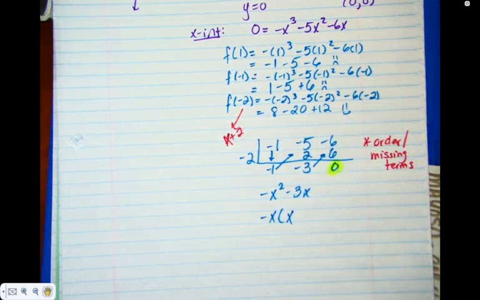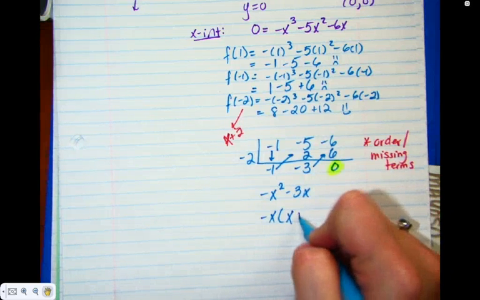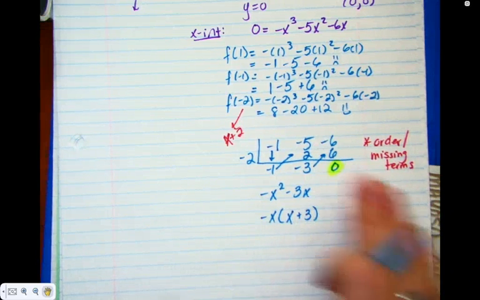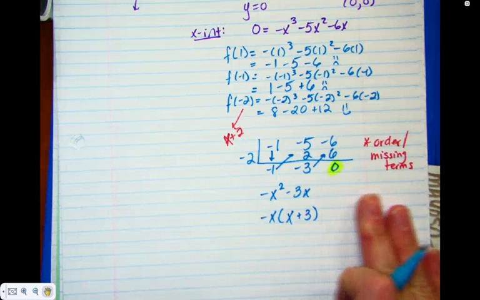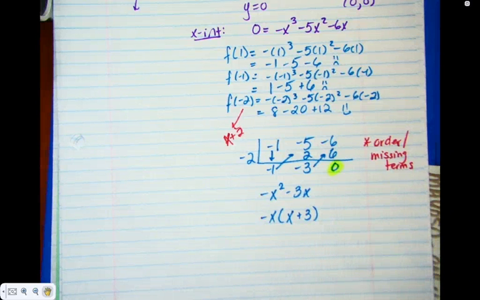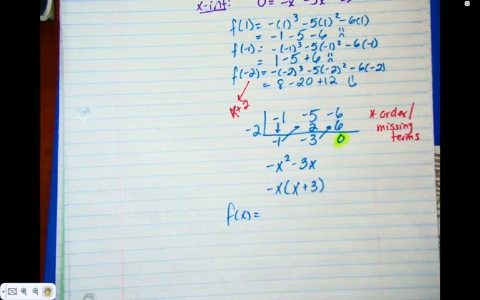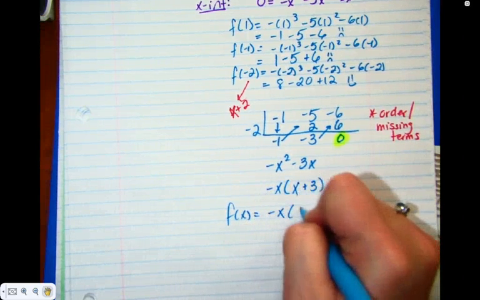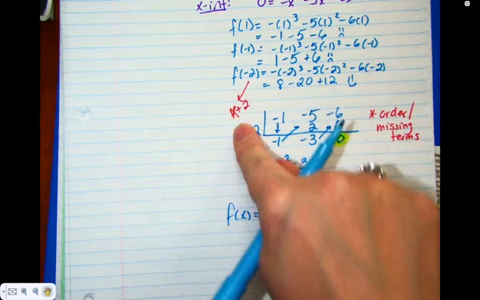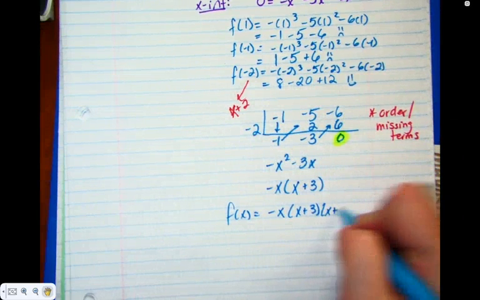Negative 3x divided by negative x. So you might want to make a note, usually common factor, when there's two terms and you can't do anything else. And then we just take this polynomial and we smush all those pieces together. So I have the negative x, the x plus 3, and my guy from way out here, the x plus 2.